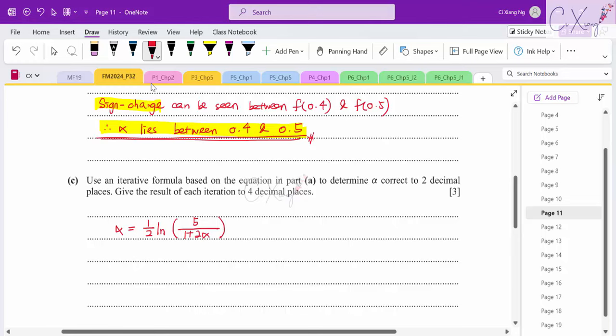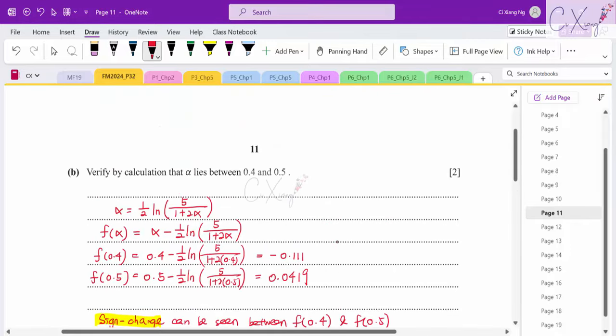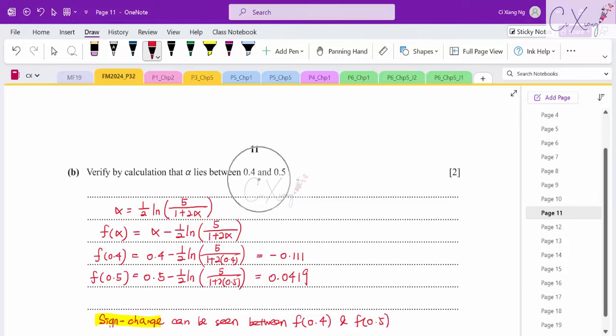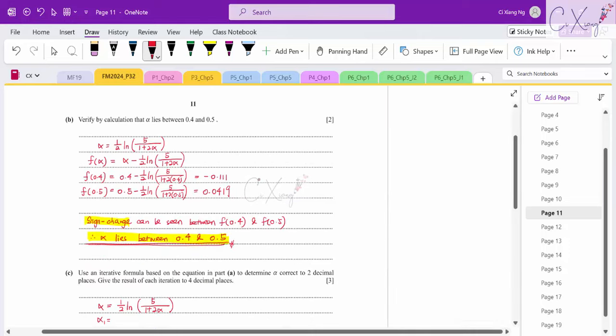Okay, so what is the initial value that I can use to put inside the alpha here? The initial value you can decide on your own. Usually what I suggest is you try to get the value from this part B, because we know that alpha is between 0.4 and 0.5. So if you substitute any initial value from these two values, then basically your steps will be slightly shorter.